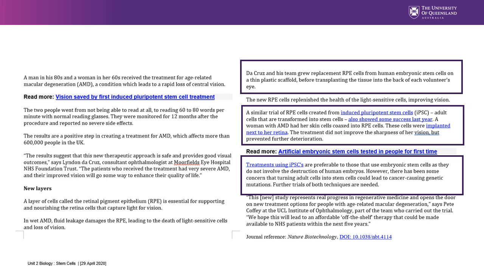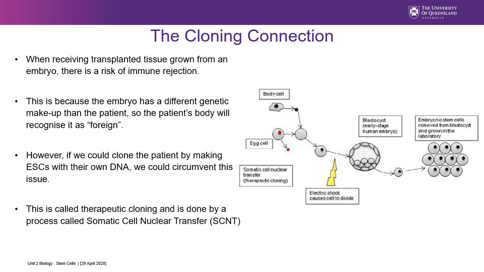It also says down here that these induced pluripotent stem cells are preferable to using embryonic stem cells because it doesn't involve the use of embryos that you have to destroy. But there is a concern that this method may result in cancer-causing mutations. Shortly, we'll look at evaluating the use of the alternative stem cells in regenerative medicine. Before we do that, let's look at another issue with regenerative medicine and the link with cloning.